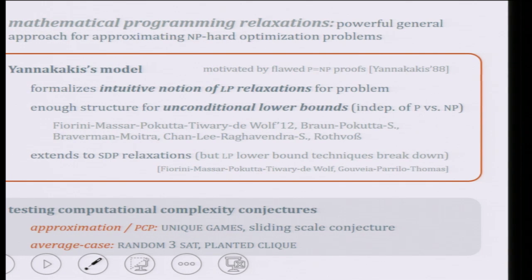I also want to mention there are very interesting opportunities to use Yannakakis' model to shed new light on computational complexity conjectures about NP-hard optimization problems. Yannakakis was interested in P versus NP, but there are many other conjectures about the complexity of optimization problems, and you could use Yannakakis' model to understand those conjectures. In particular, it would be interesting to understand if the Unique Games conjecture is true in Yannakakis' model, or what's the best algorithm for planted clique in Yannakakis' model. For both of these questions, we actually don't know what the right answer should be, and Yannakakis' model could help understand those questions.